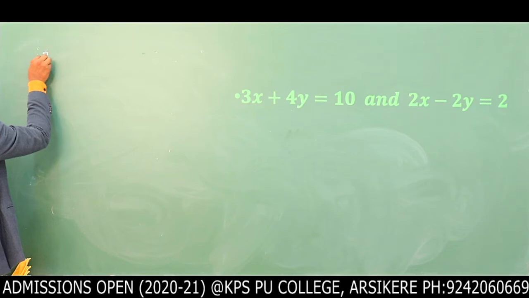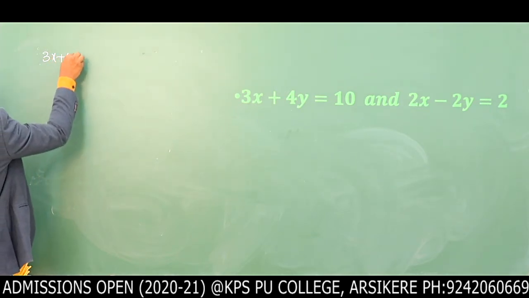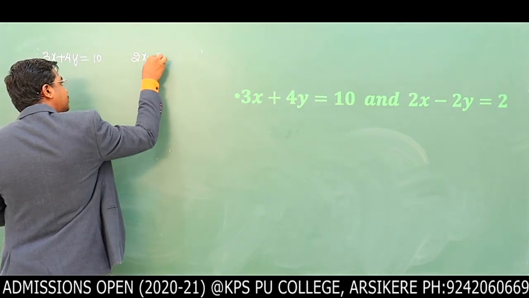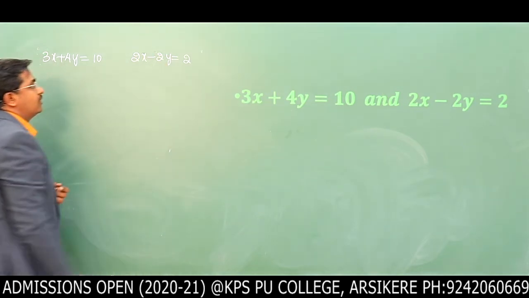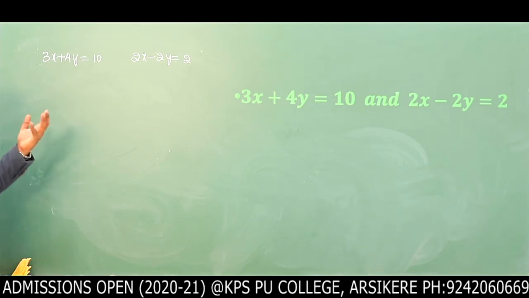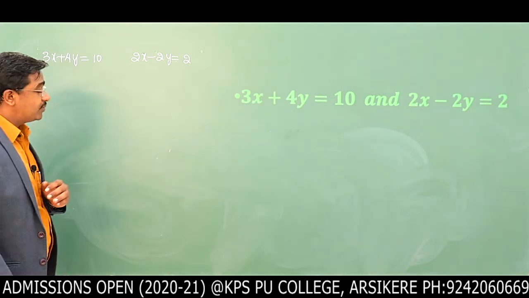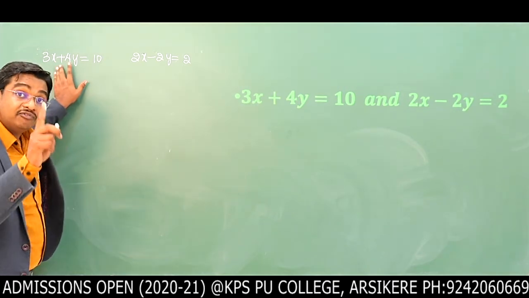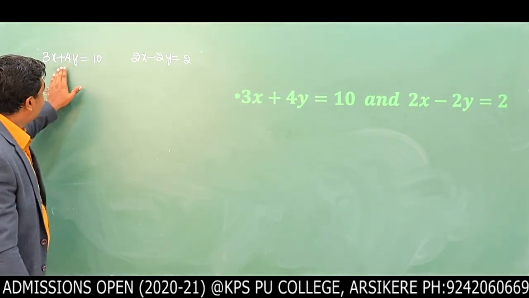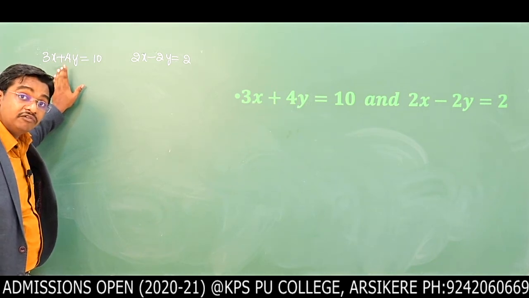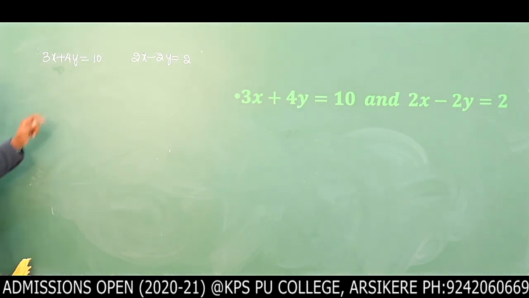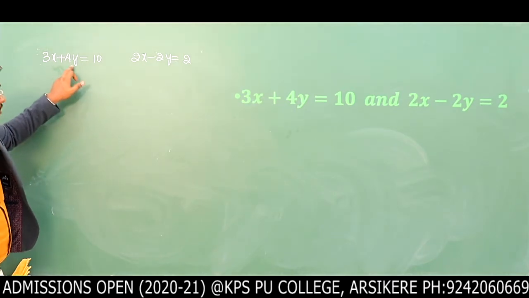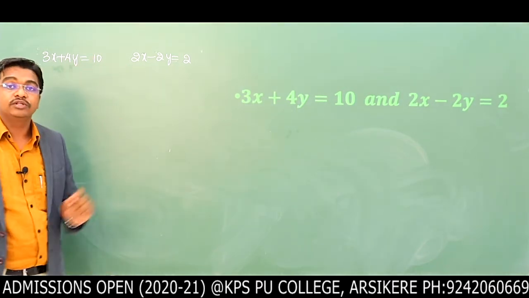First write the equation 3x plus 4y is equal to 10 and the second equation we have is 2x minus 2y is equal to 2. So call it first equation, second as second equation. Here it is not a problem. Then observe. If I want to cancel x here, we have to equate the coefficient of x. If I want to cancel y, we have to equate the coefficient of y. So what do I do? If I want to cancel y here, equate the coefficient of y. Here there is plus 4, here there is minus 2.